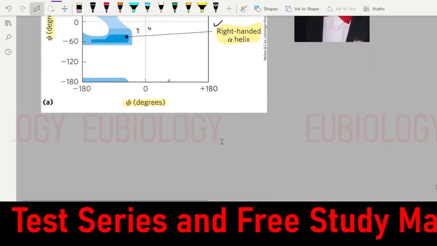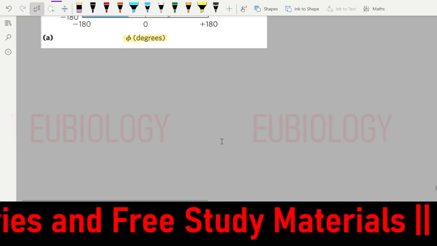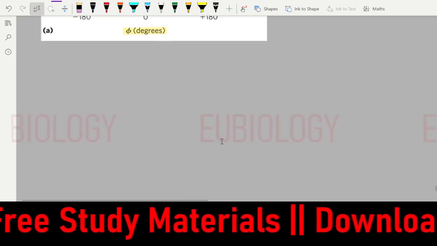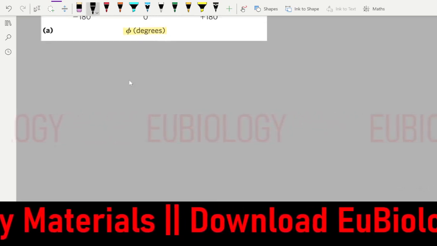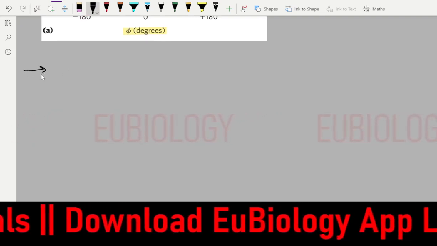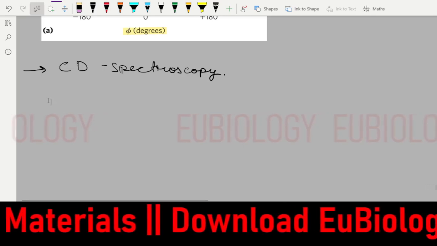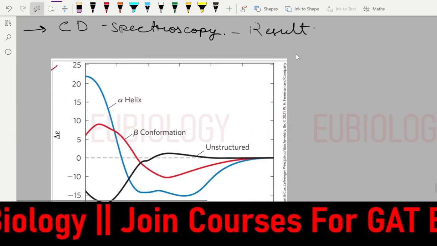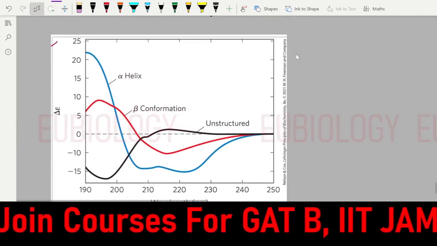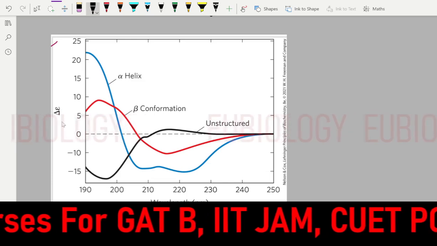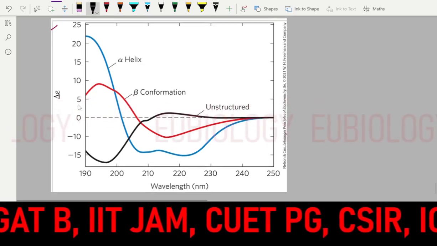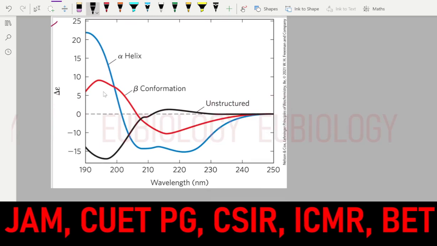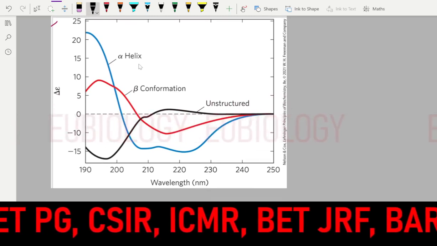So this is all about the Ramachandran plot, which we have to remember because questions will be asked from this topic. Now we are going to see the CD spectroscopy result. On the screen you can see a graph between the difference in molar extinction coefficient and wavelength. We'll see what this graph tells.